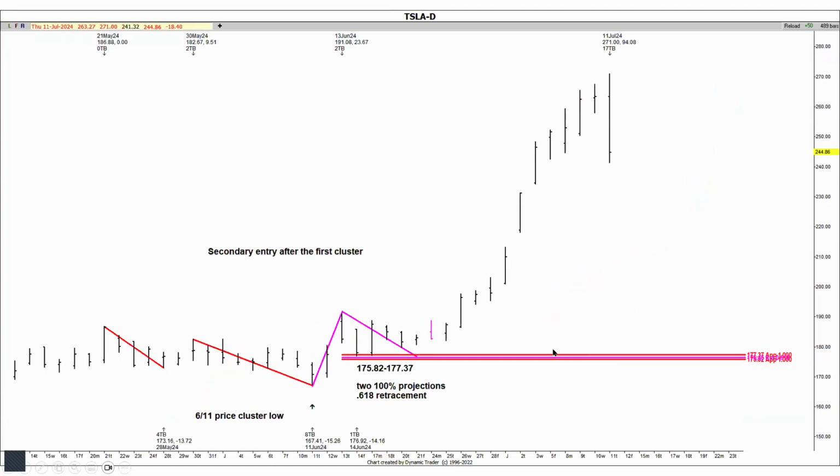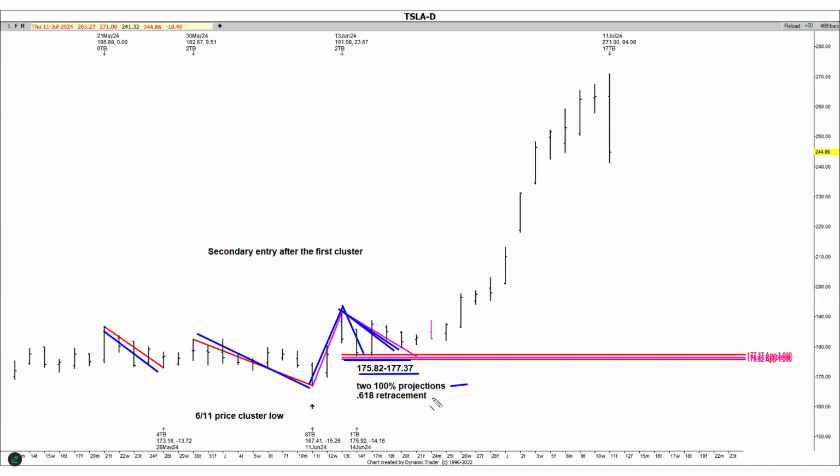All right, here's another example in Tesla. This is just like if you missed the first entry, because here was that first entry, June 11th, right? But there was a secondary entry that came pretty quickly, and it was from taking 100% of this prior high to low, projecting from here, 100% of this one projecting from here, and a 618 retracement at a low to the high. Gave us another cluster, 175.82 to 177.37.